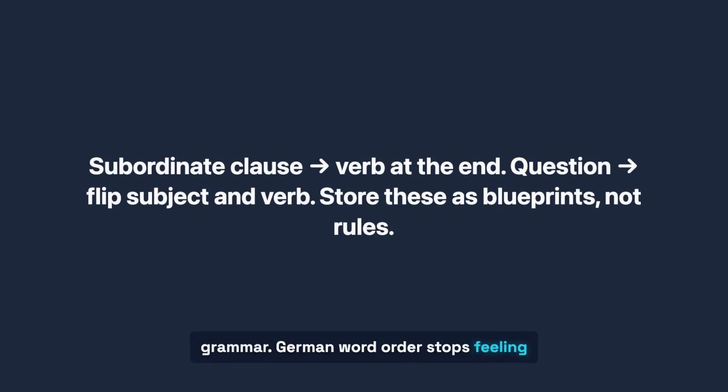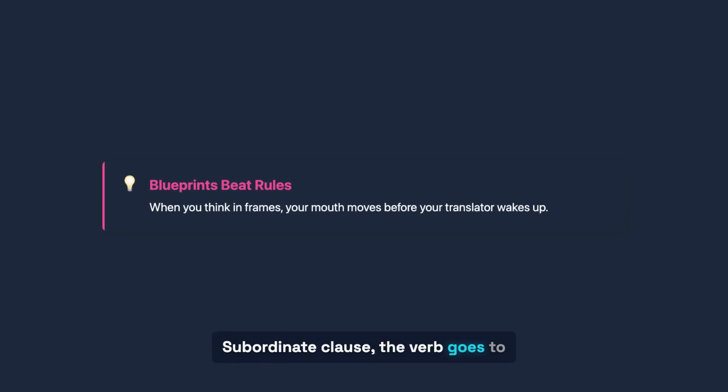German word order stops feeling scary when you think in frames. Subordinate clause, the verb goes to the end. Question, flip subject and verb. Store these as blueprints, not rules, and your mouth starts moving before your translator wakes up.